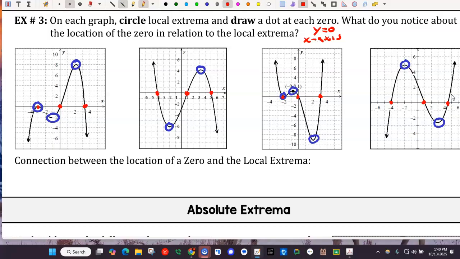And it says, what is the connection between the location of a 0 and the extrema, the mins and maxes? Where do you notice the mins and maxes are in relation to all the zeros? If you look at each one of these, the blue circles are always between 2 red dots, right? All the blue circles are always between 2 red dots. So the mins and the maxes, the extrema, are always located between 2 zeros.